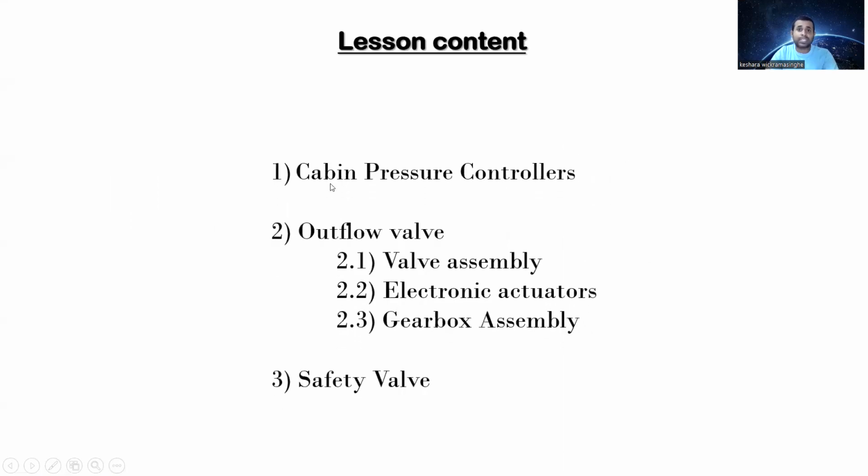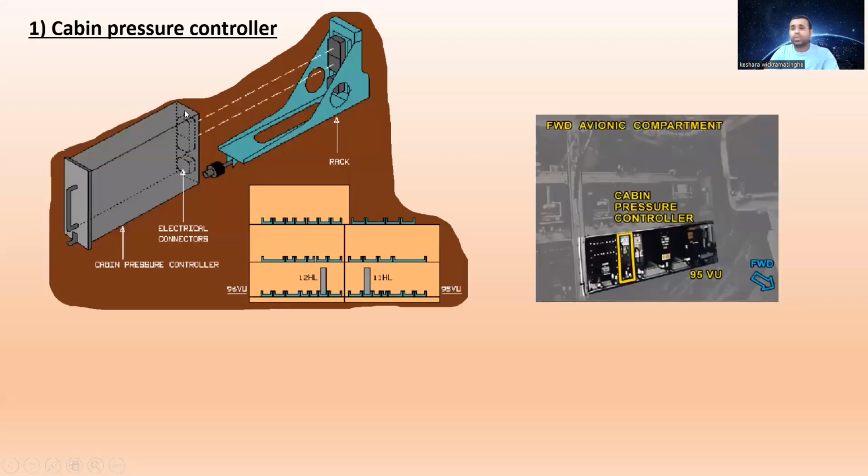Under lesson content, you can learn the first one, cabin pressure controllers, and the next one, outflow valve. Then the valve assembly, electronic actuators, and gearbox assembly, and the last one is the safety valve. Let's go to the first one, the cabin pressure controller.